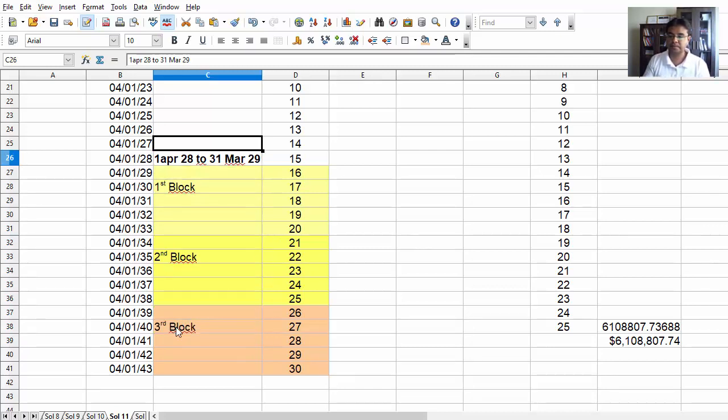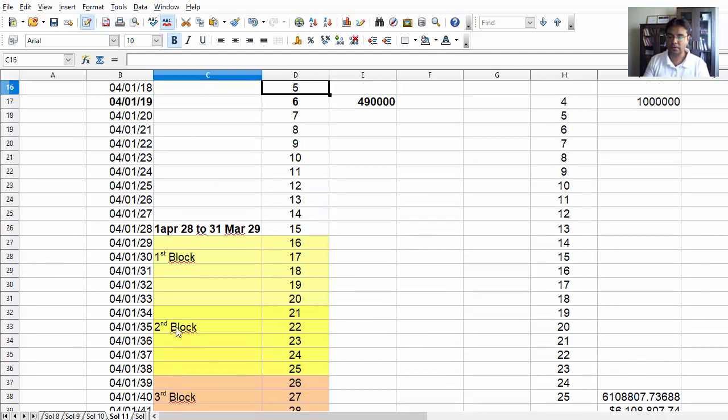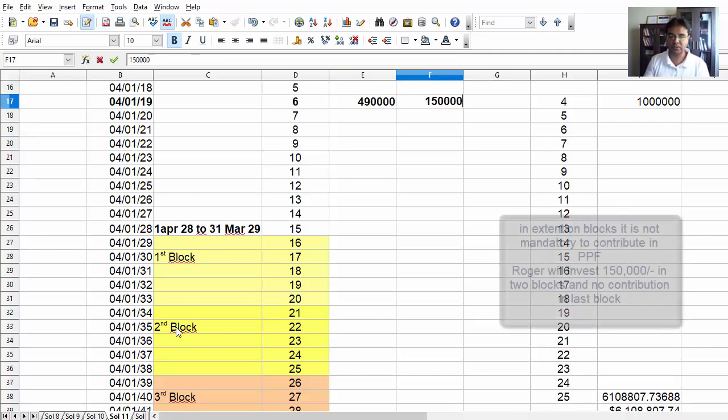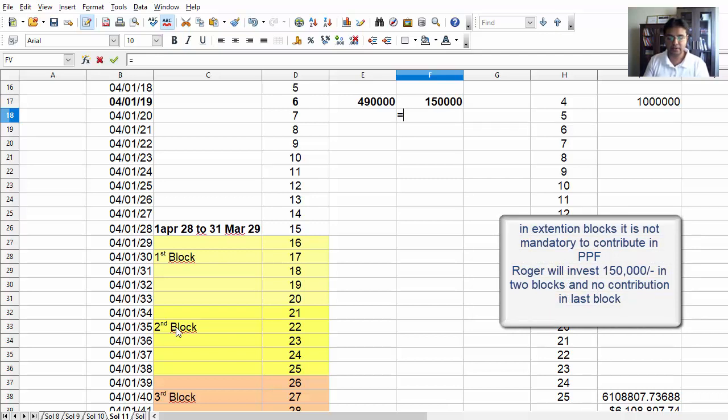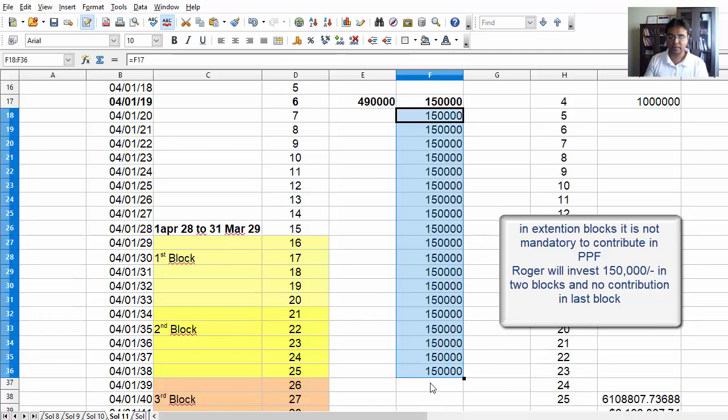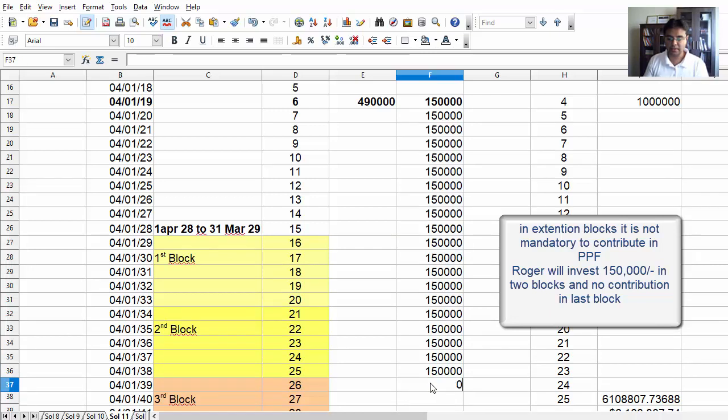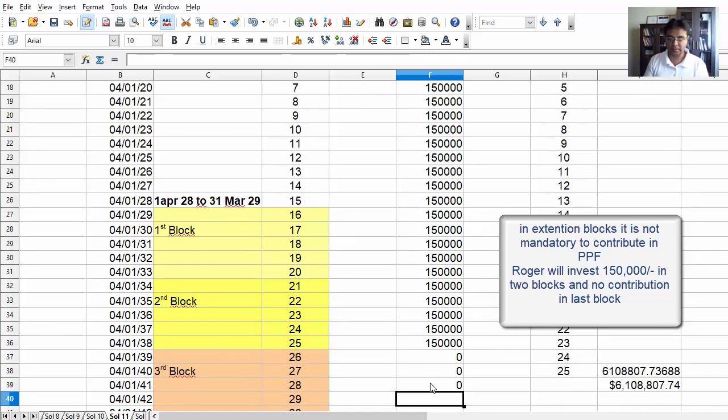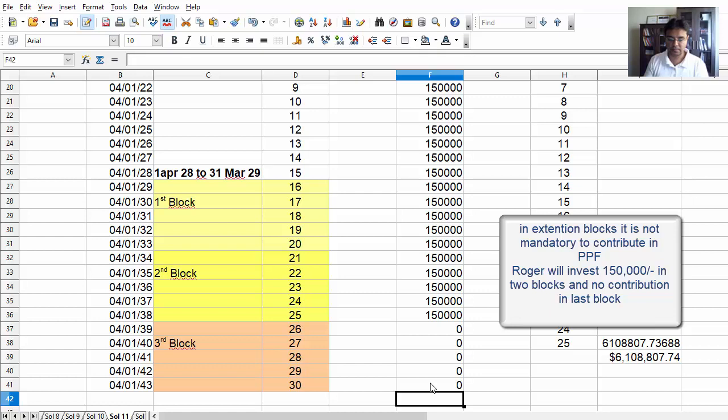Okay, now I'm again going to the reference date, which is 1st April 19, and Roger will invest the maximum permissible, which is 1,50,000. He will deposit 1,50,000. So let me complete till the second block, and after that there will not be any contribution. So I'll put 0.